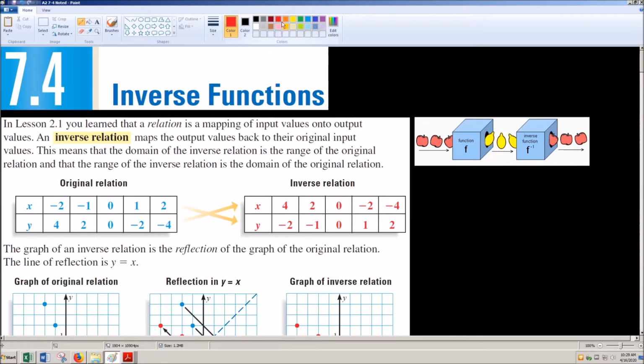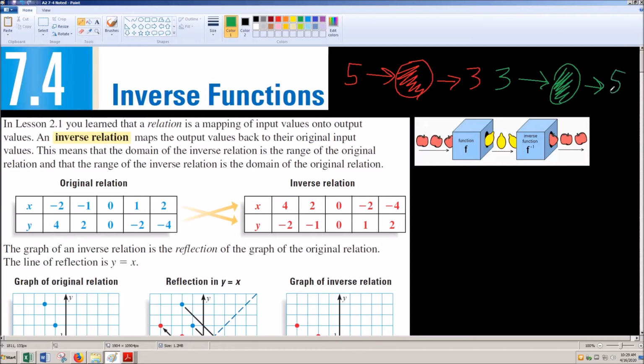So what I'm going to say is I have 5 that goes into the machine. The machine does some stuff to it and it comes out a 3. Now, the inverse of that would be to take the 3, put it into a machine, and it spits out a 5. So this would be the function f of x, and this would be the inverse function of x.